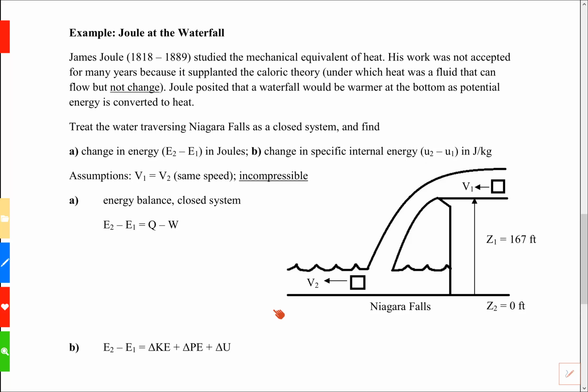So here's the geometry. We've got the falls. The water comes in at the top and flows down. We're going to choose a closed system, that is to say a fixed mass, a blob of fluid traveling at velocity v1 at the top and traveling at velocity v2 at the bottom.